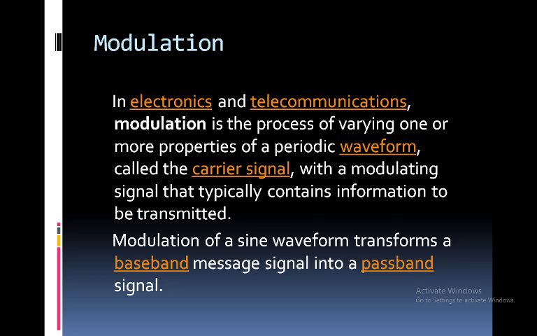So we define modulation as a process of varying one or more properties of a periodic waveform called the carrier signal with a modulating signal that typically contains information to be transmitted. Modulation of a sine wave transforms the baseband message into a passband signal.